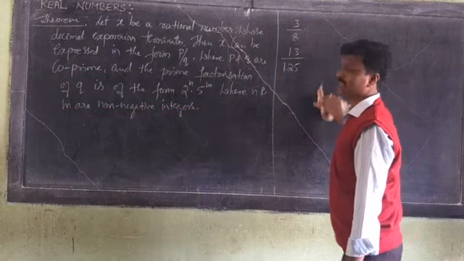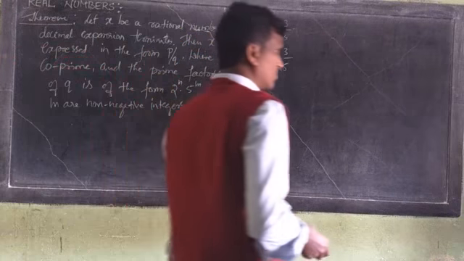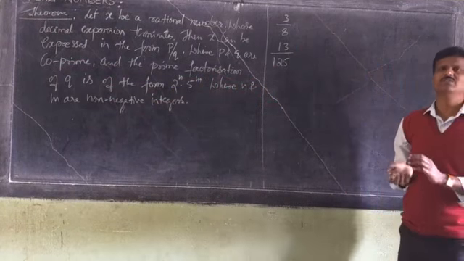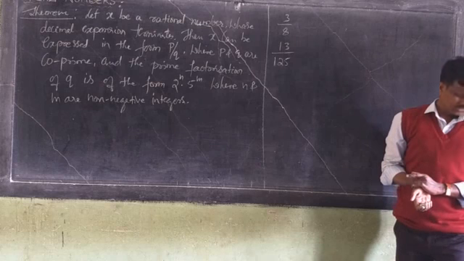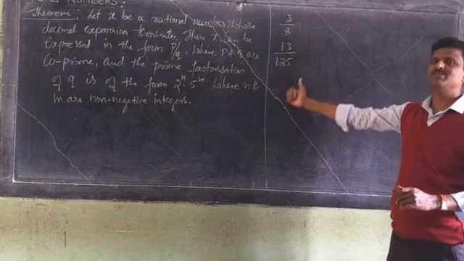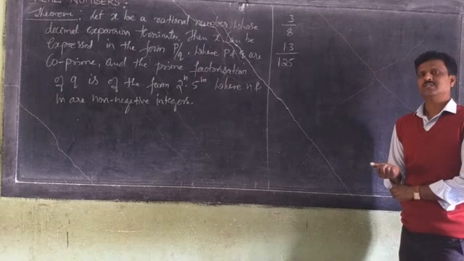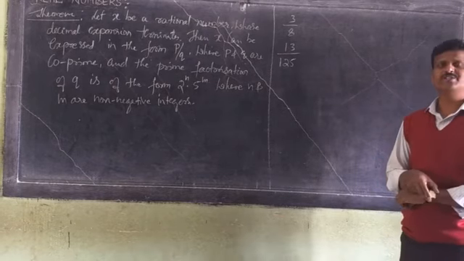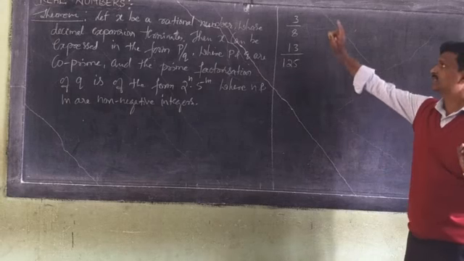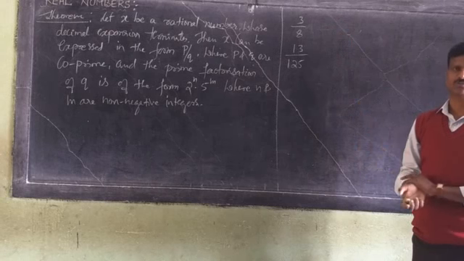You have to observe here the two rational numbers are given. That is 3 by 8 and 13 by 125. Here they have given the two rational numbers 3 by 8 and 13 by 125. The question is: is 3 by 8 a terminating decimal expansion? Say yes or no.